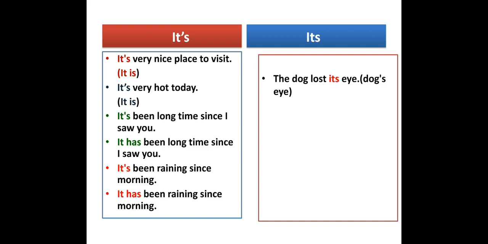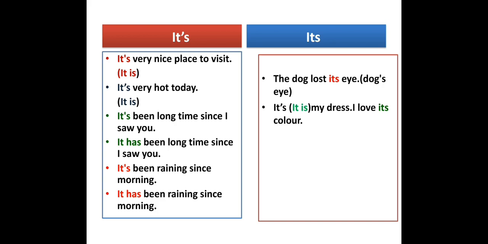Now some examples for its. The dog lost its eye. Here its is used for the dog's eye. Okay, so that means we are talking about the dog's eye. That's why we are using its, because we use it for an animal, and here its is used for the dog's eye.